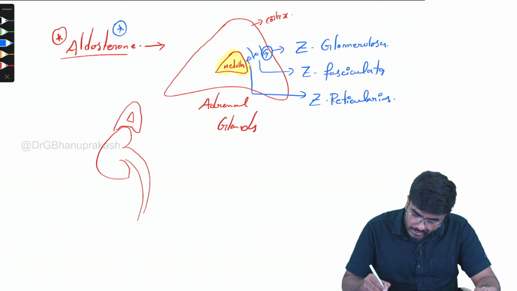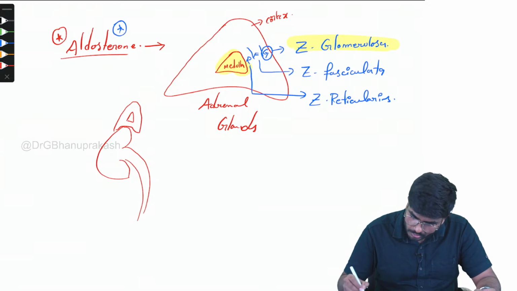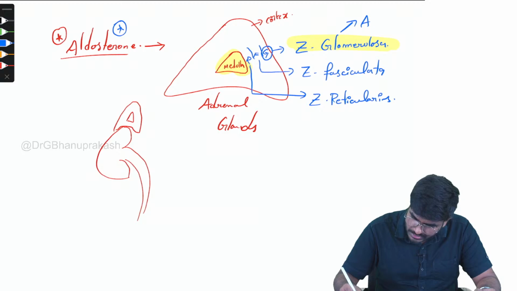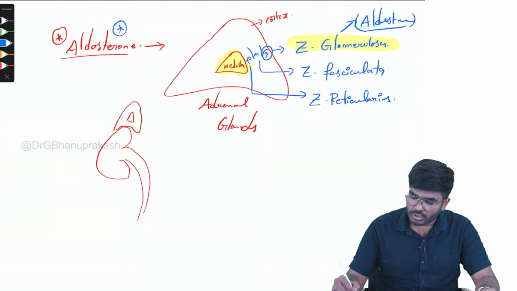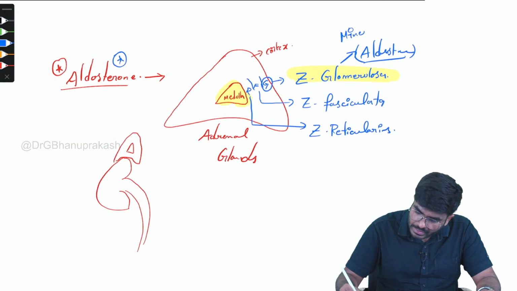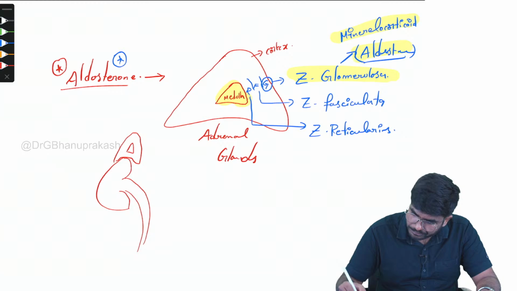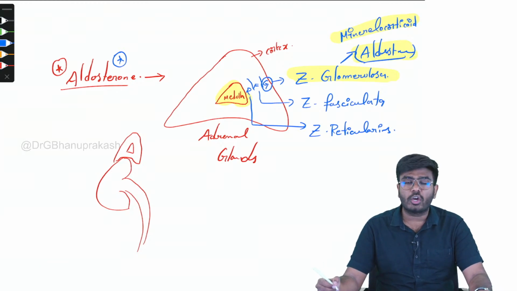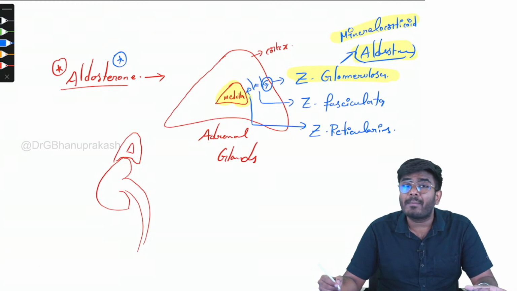Sir, aldosterone is coming from zona glomerulosa. Zona glomerulosa is producing aldosterone. Now, what is the function of aldosterone? We all know aldosterone is an example of a mineralocorticoid. What do we mean by mineralocorticoid? It helps in mineral metabolism.